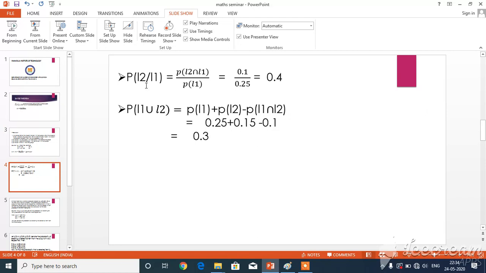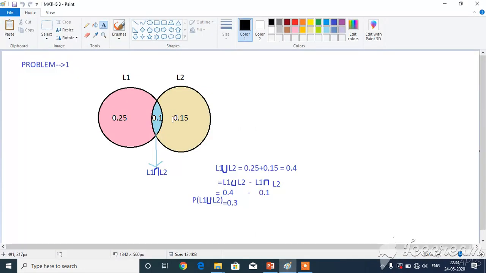Next, we have to find the number of students who failed L2, given that they failed L1. It is the occurrence of L2 in the sample space L1. Here L2 is 0.15, and we are finding the occurrence of L1.